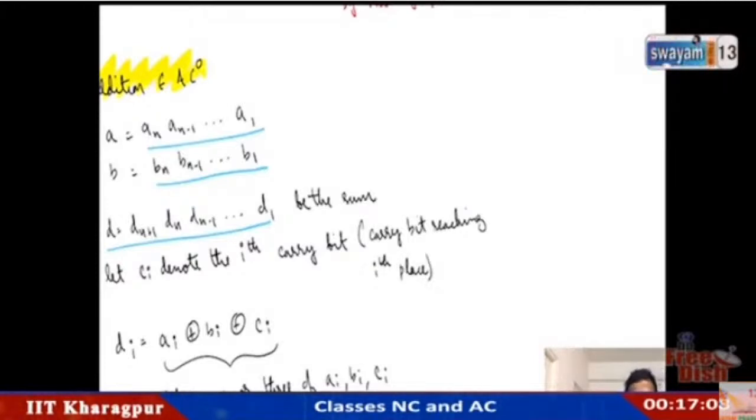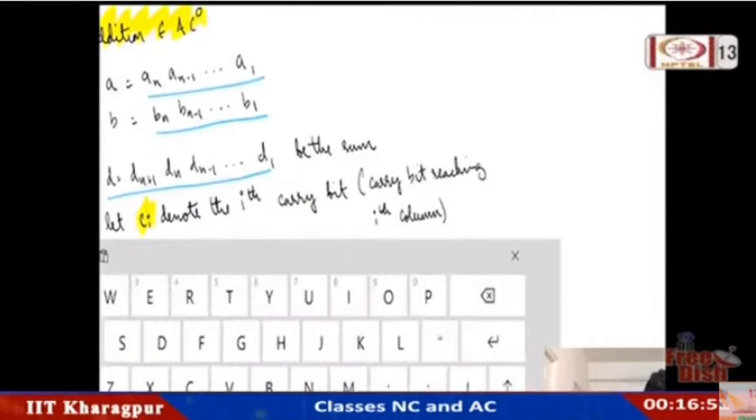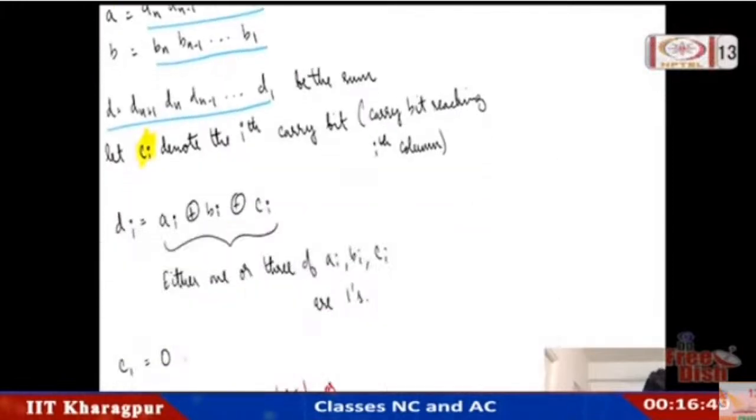Not generated from the ith column, but reaching the ith column. We will just say column instead of place. Right? Okay, so we call it ci. Right? So now, what is easy is to look at the sum.